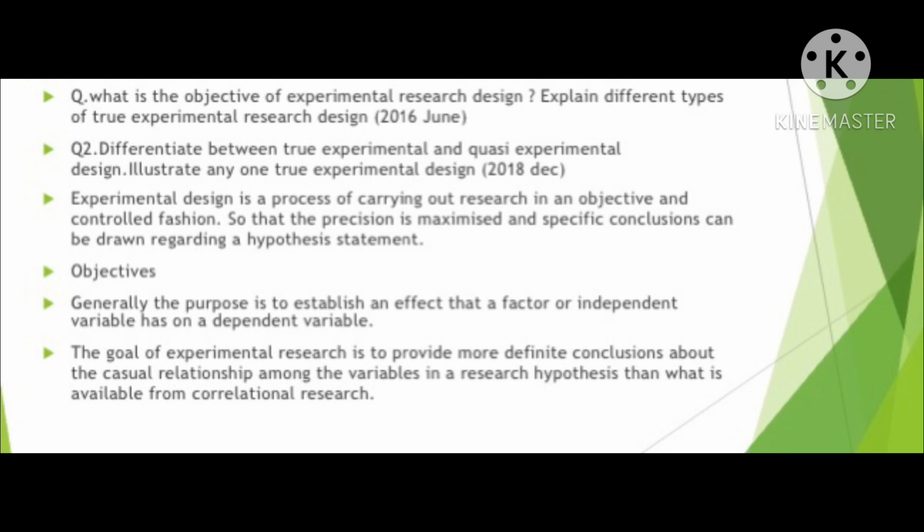Now let us see what are the objectives of experimental research design. Generally, the purpose is to establish the cause and effect relationship between the independent variable and the dependent variable. The goal of experimental research is to provide more definite conclusion about the causal relationship among the variables in a research hypothesis than what is available from the correlational research. Here a researcher get a definite conclusion and a more clear picture on the cause and effect relationship of the variables.